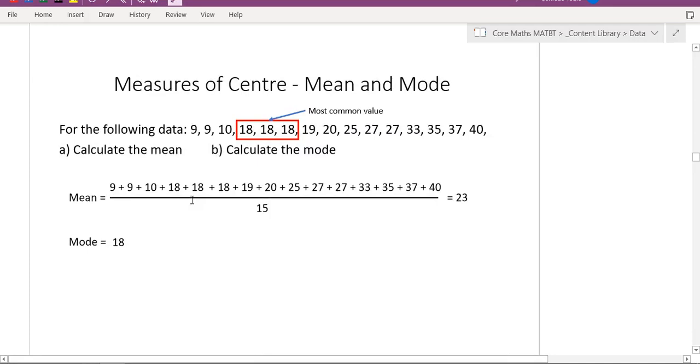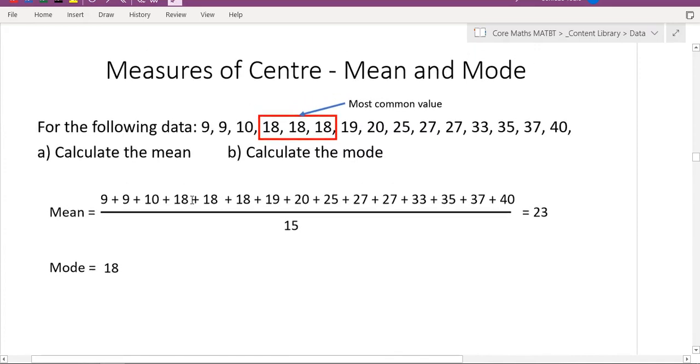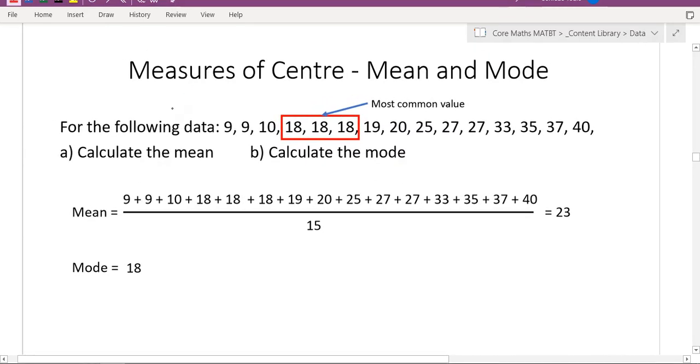Measures of center, mean and mode. So here's an example of finding the mean and the mode. So again, with the mean, you want to make sure that you add all the numbers together, like so. And then you make sure you use brackets for it.